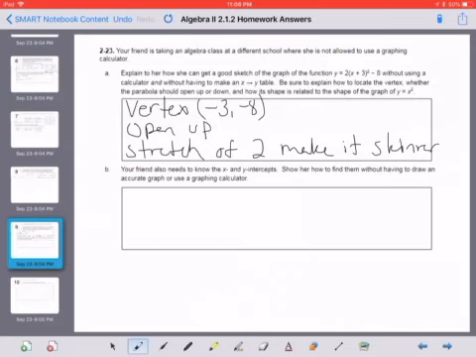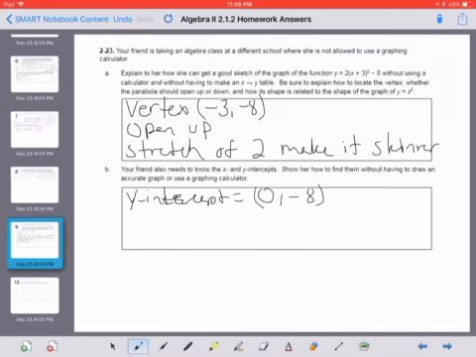Then it says, your friend also needs to know how to find the x and y intercepts. Show how to find them without having to draw an accurate graph or using a graphing calculator. So to find the y-intercept, we just plug in 0 for x in the equation, and it ends up being -8. So the y-intercept is (0, -8).